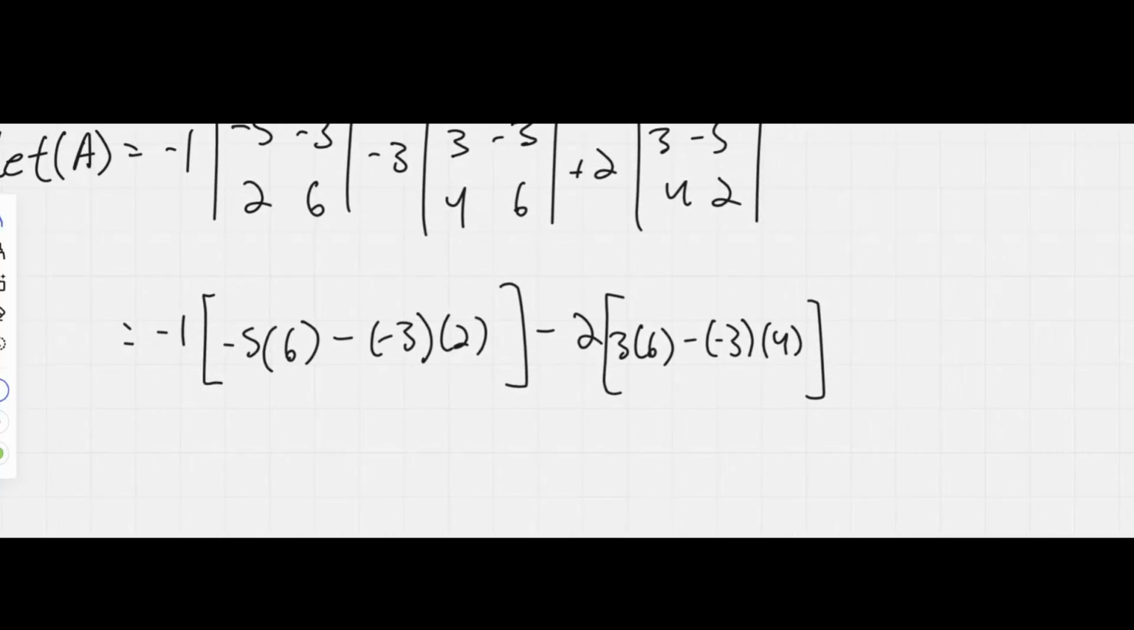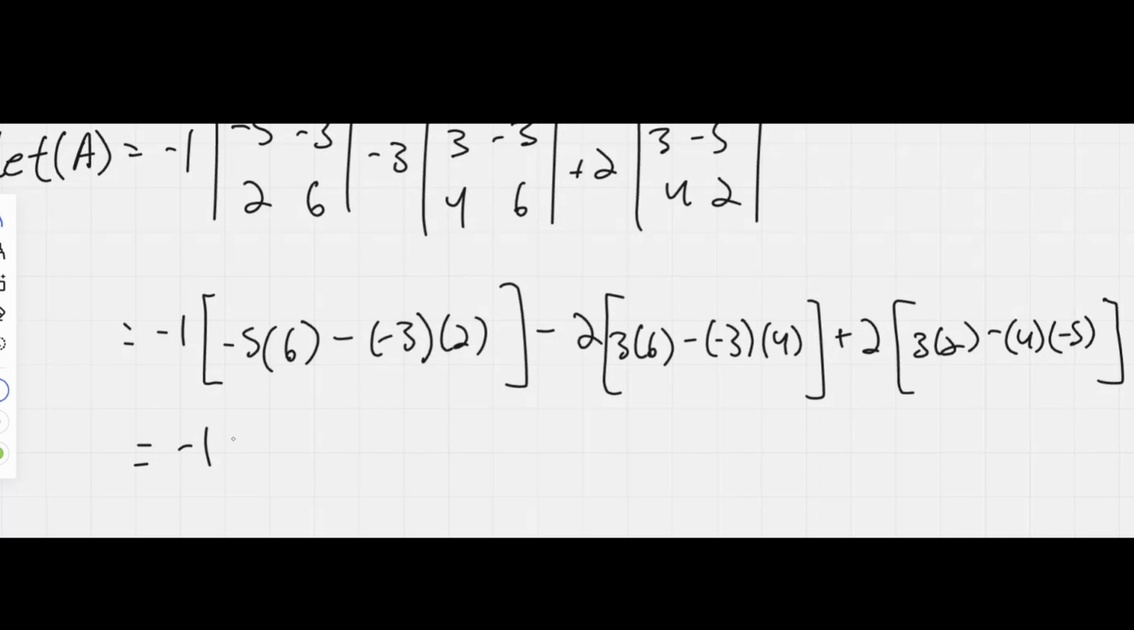And finally, the third value is going to be 2 times 3 times 2, minus 4 times -5. Again, we're taking the diagonals, subtracting them by the second diagonals that we have over here. And so that's how we're getting all of these determinant values for the minor matrices. Let's compute this really quickly.